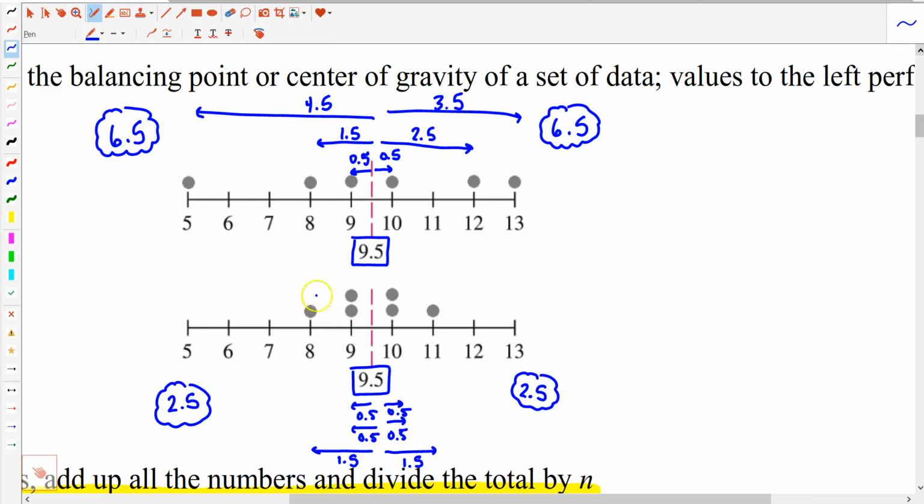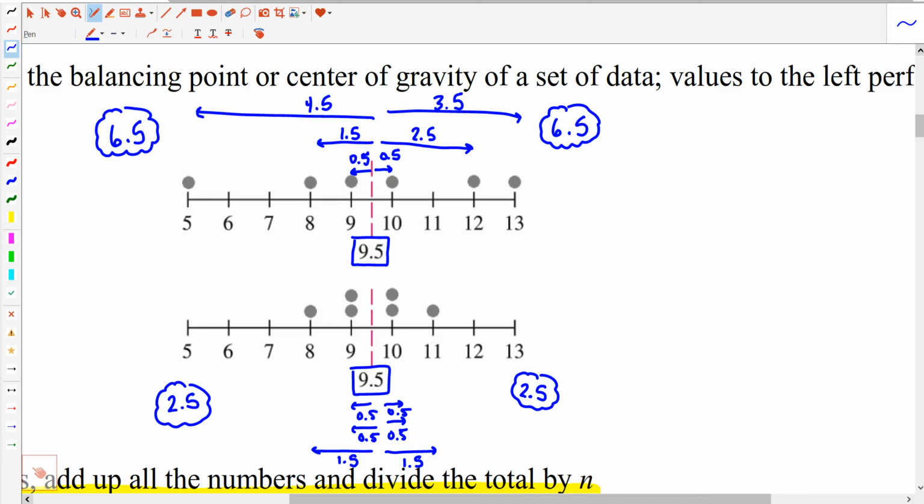So the values that are going to be on the left are perfectly offset by the values on the right. When we calculate the mean, it takes into account exactly where every single data value is. For instance, if I were to take this data value and move it over here, that's going to affect the offset to the right. If I'm not going to move any other data values, then this mean is going to have to shift to compensate for that greater pull to the right.